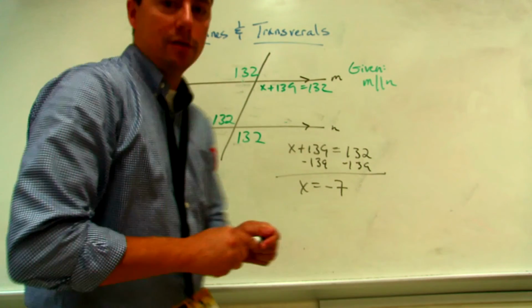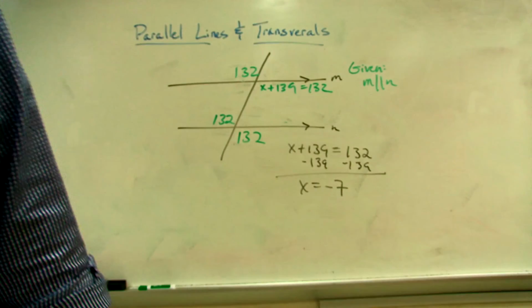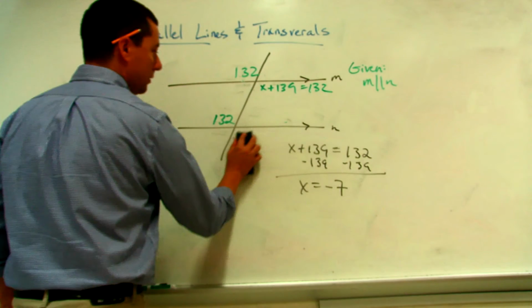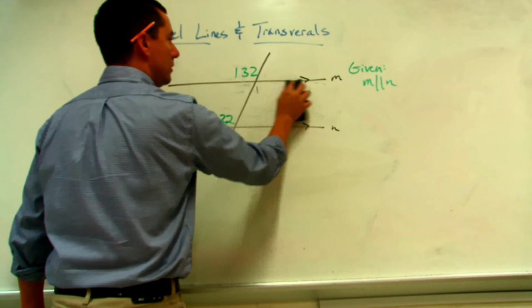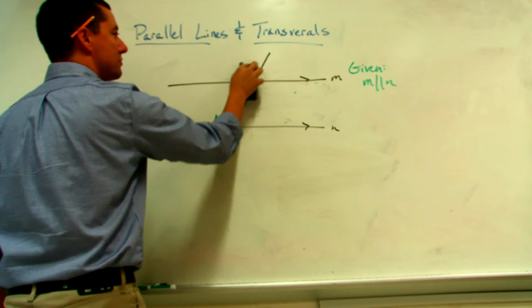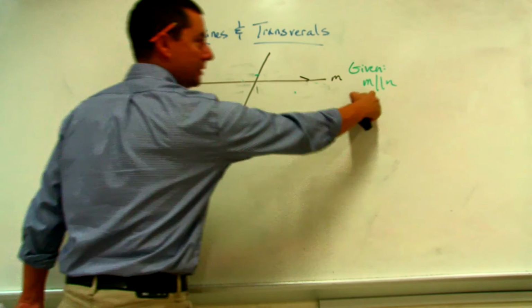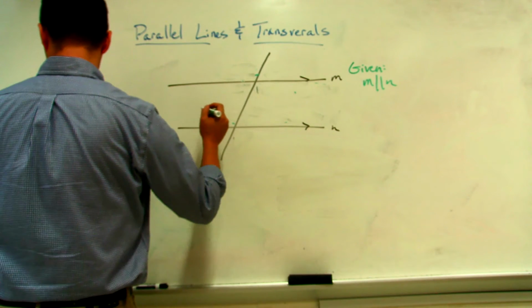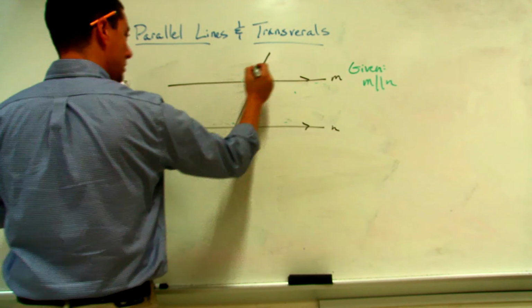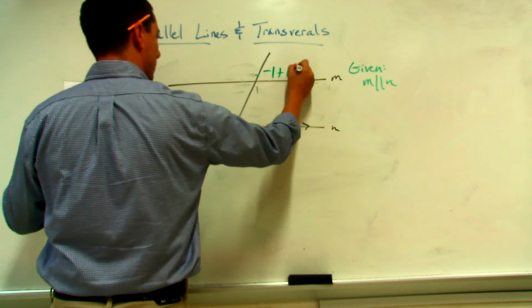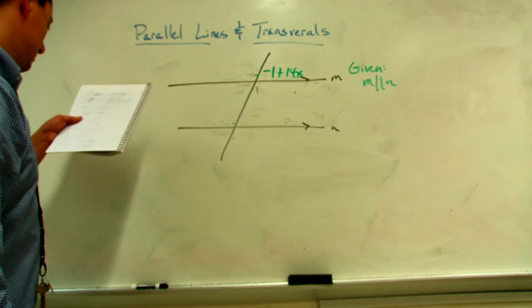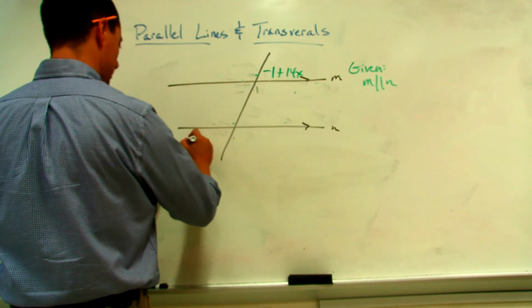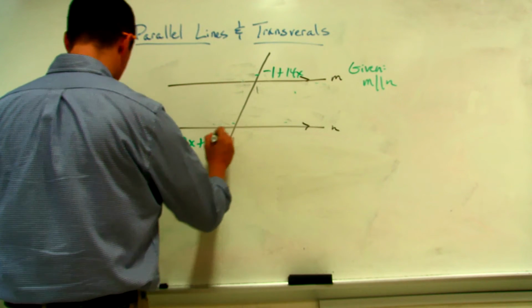Okay, let's look at one more example. I'm going to do one more. I'll do one for you. So in each of these cases, remember, these are all problems where we're given that m is parallel to n. So what have I got? Negative 1 plus 14x and 12x plus 17.